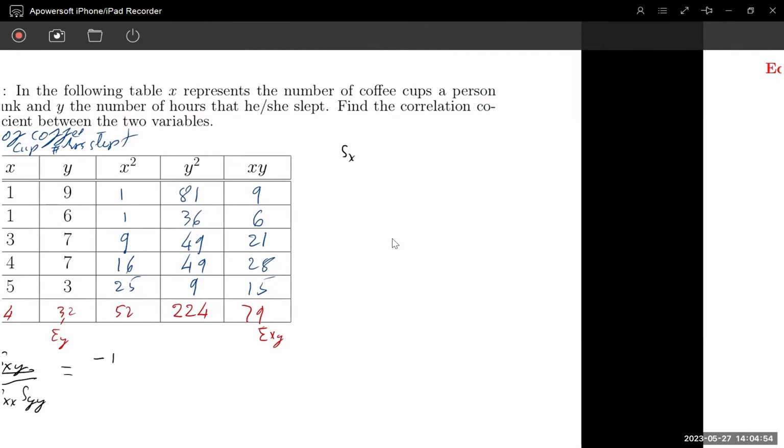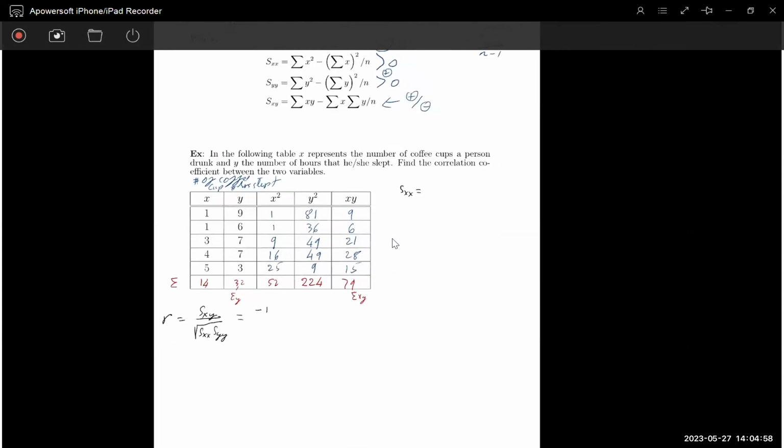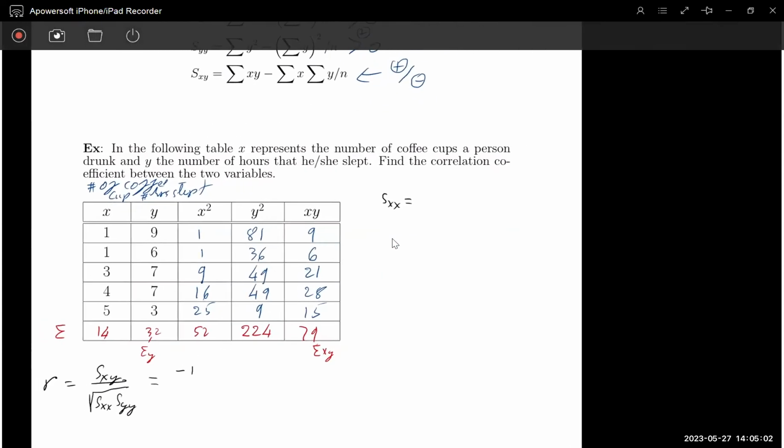So S of XX, so we have the sum of that. So we get 52 minus 14 squared over 5, which is 12.8. S of YY, so we got 224 minus 32 squared over 5, we have 19.2. And S of XY, so we got 79 minus 14 times 32 over 5. So we got minus 10.6.